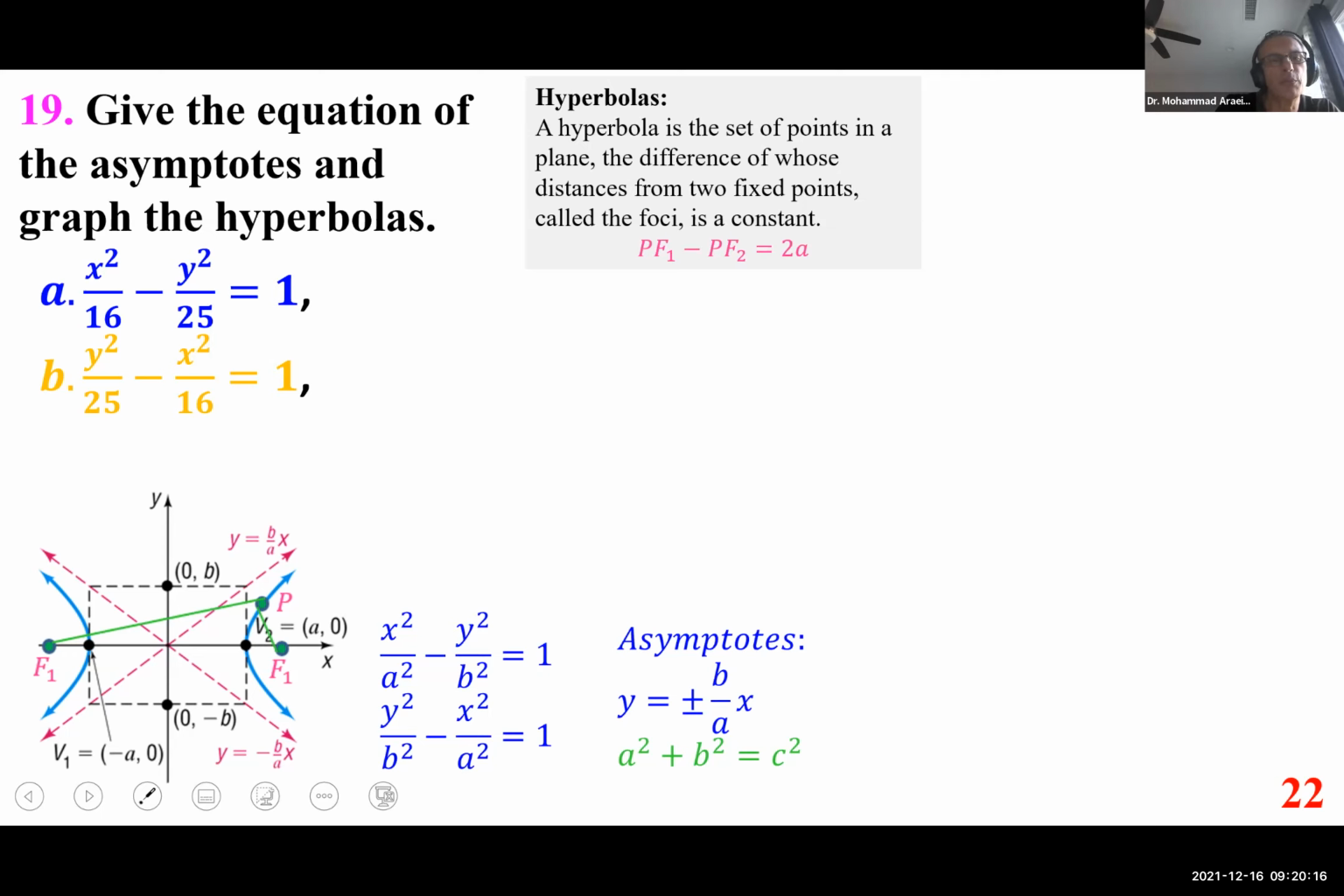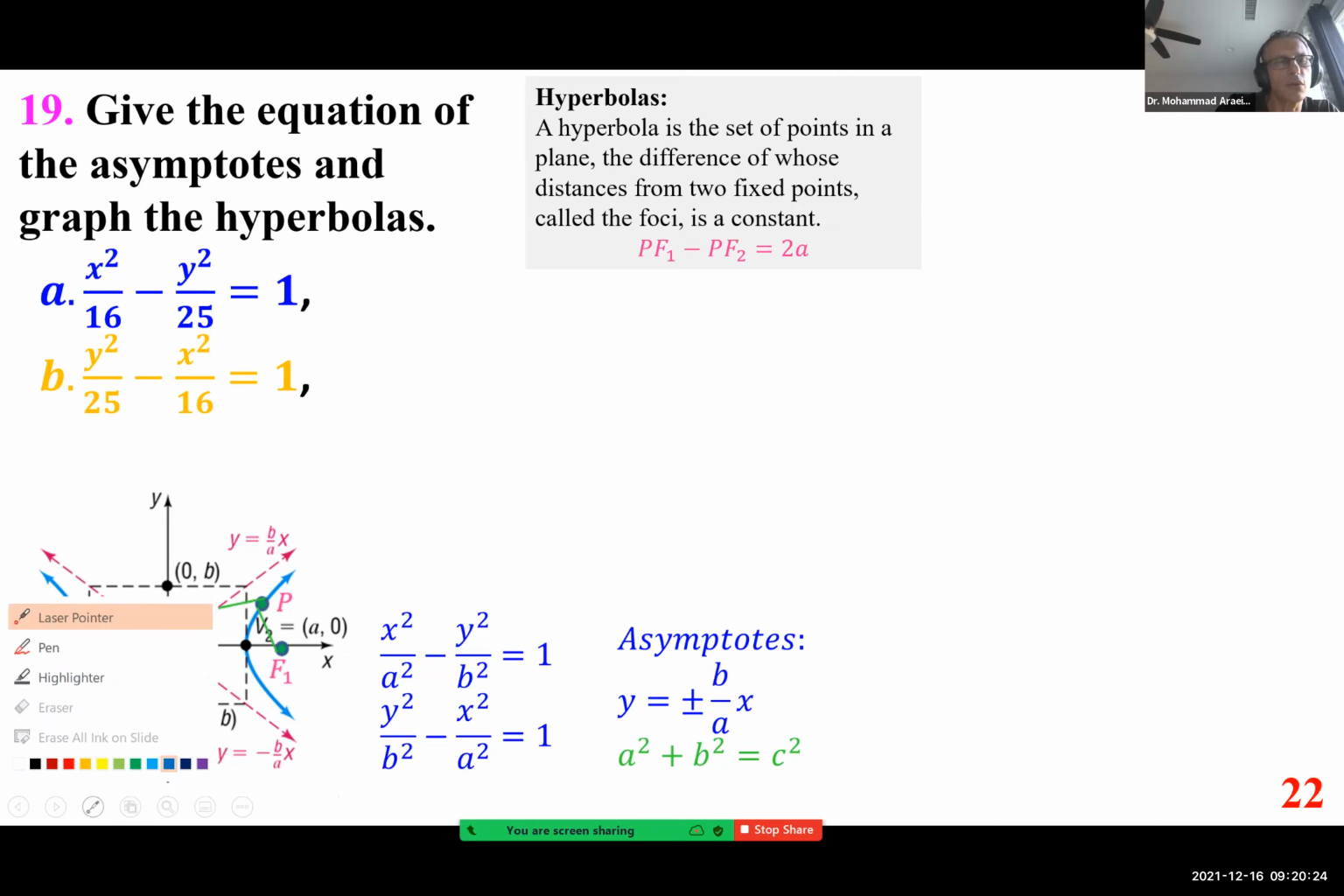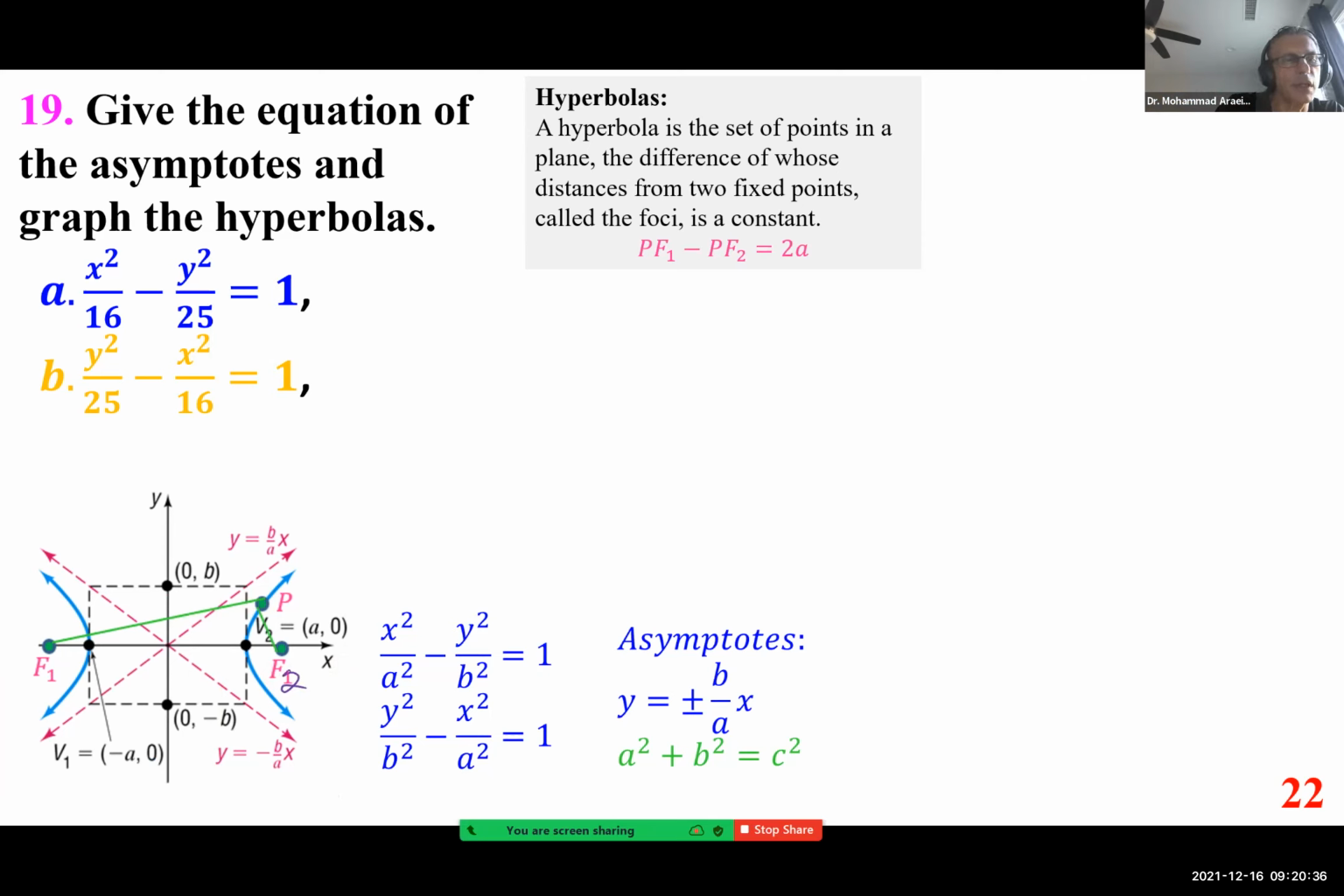So now if you pick a point such as P and connect it to the foci, focus 1, focus 2. Let's say this is F2. Now PF1 minus PF2 is fixed. PF1 minus PF2 is fixed. So the distance between the two is fixed.